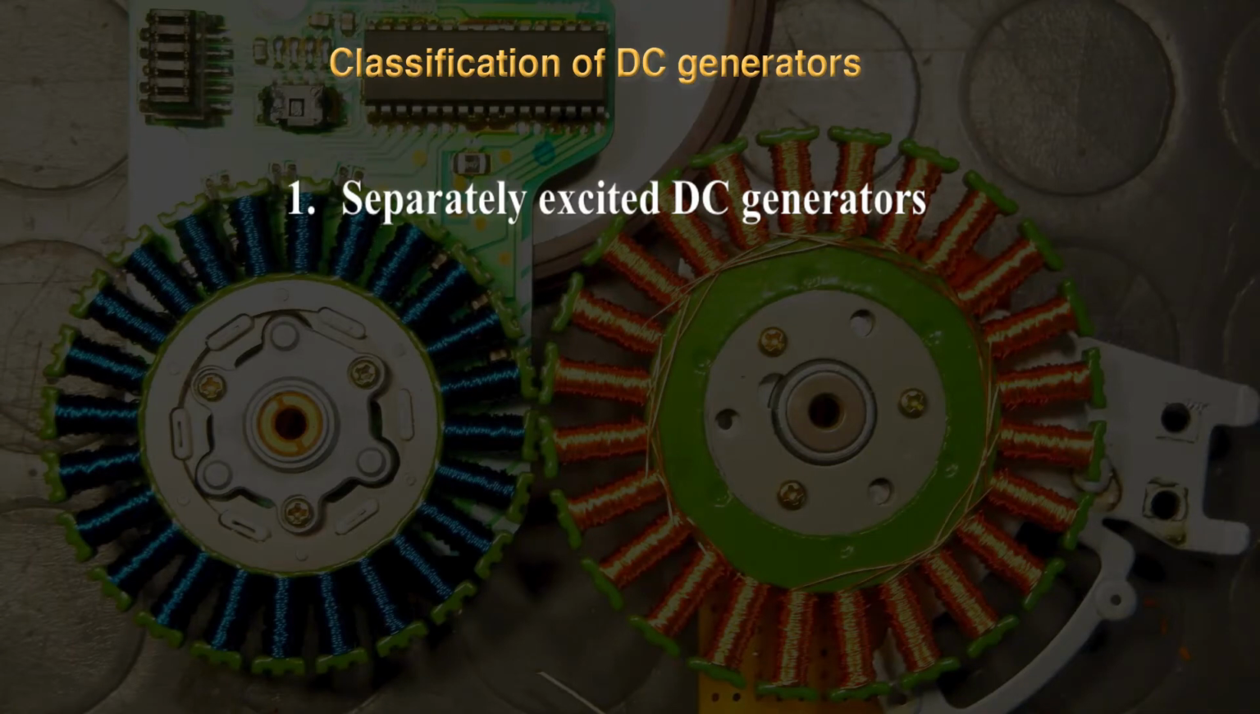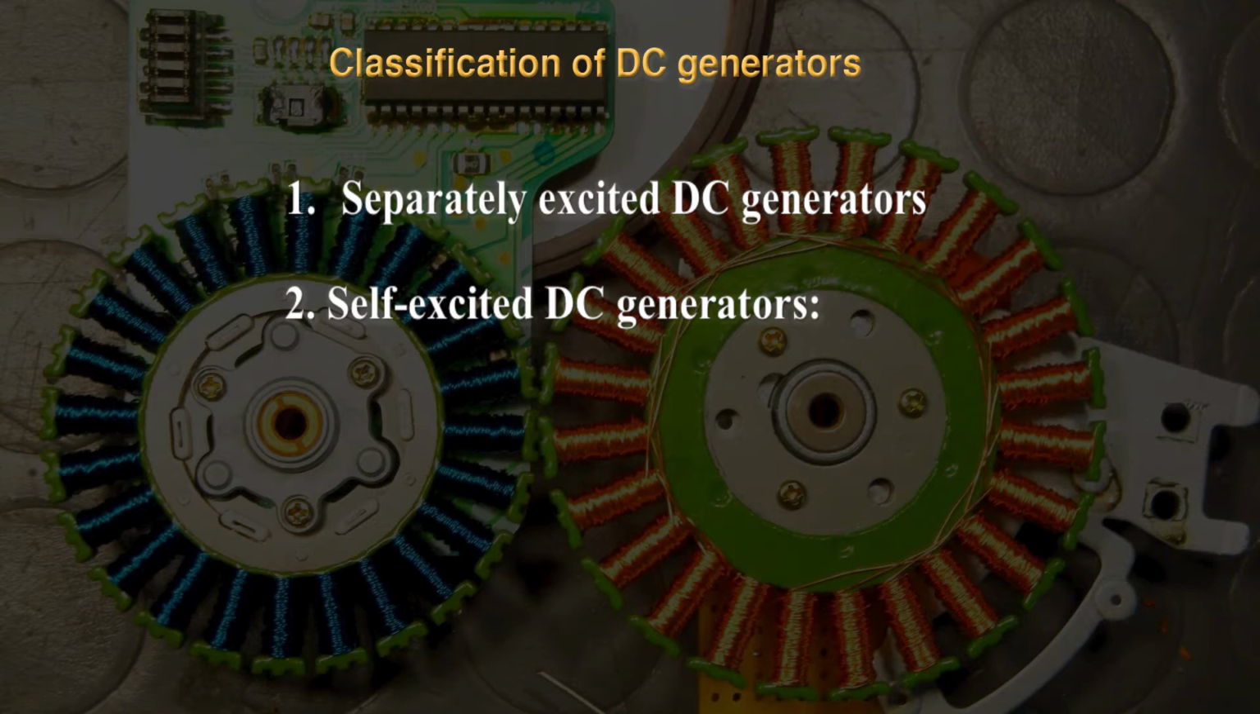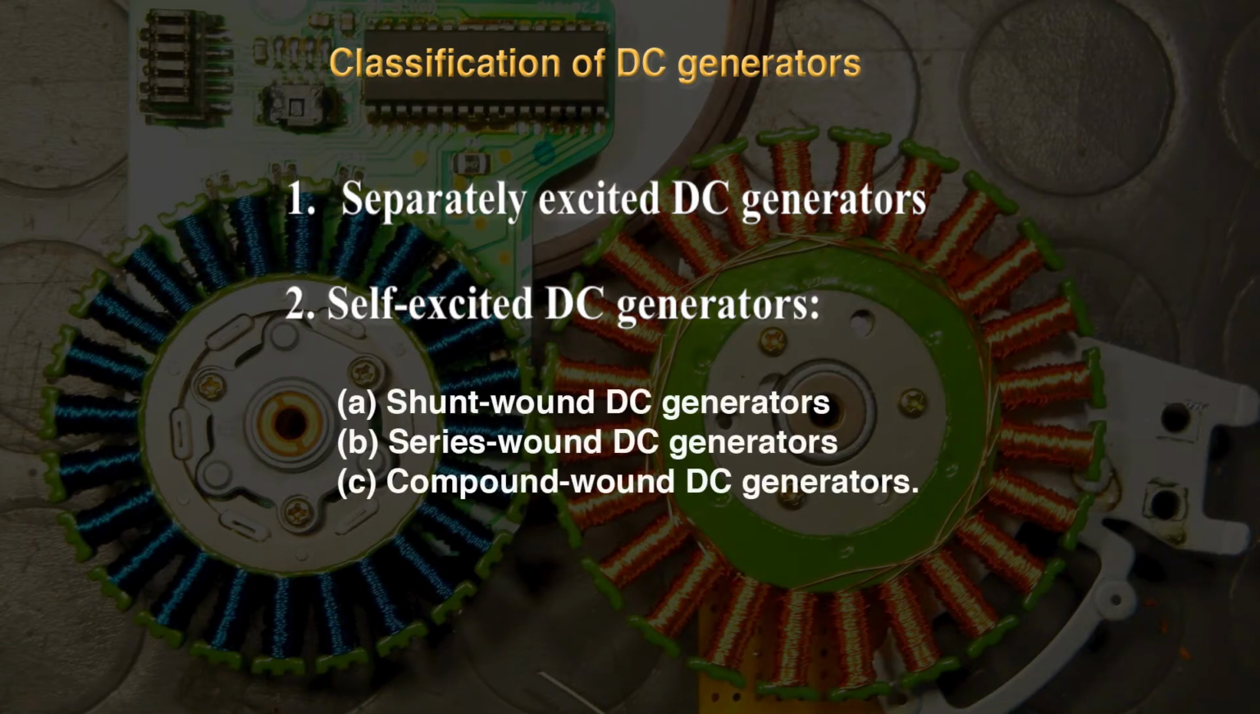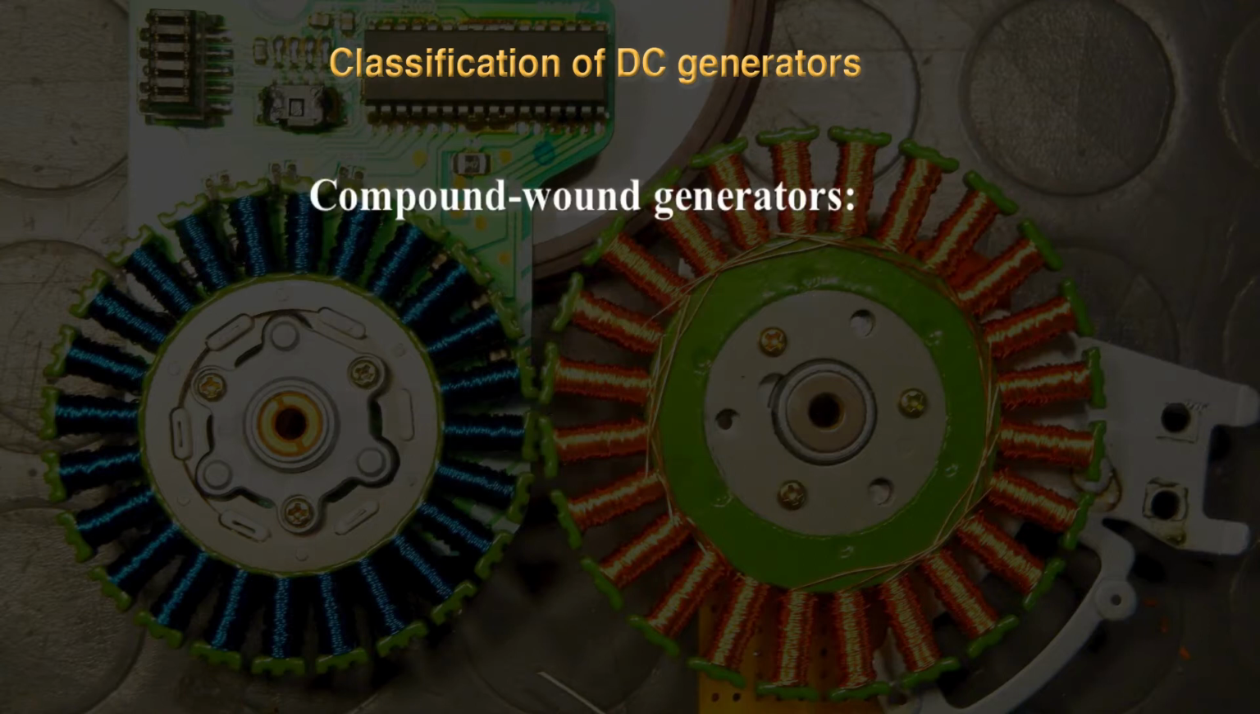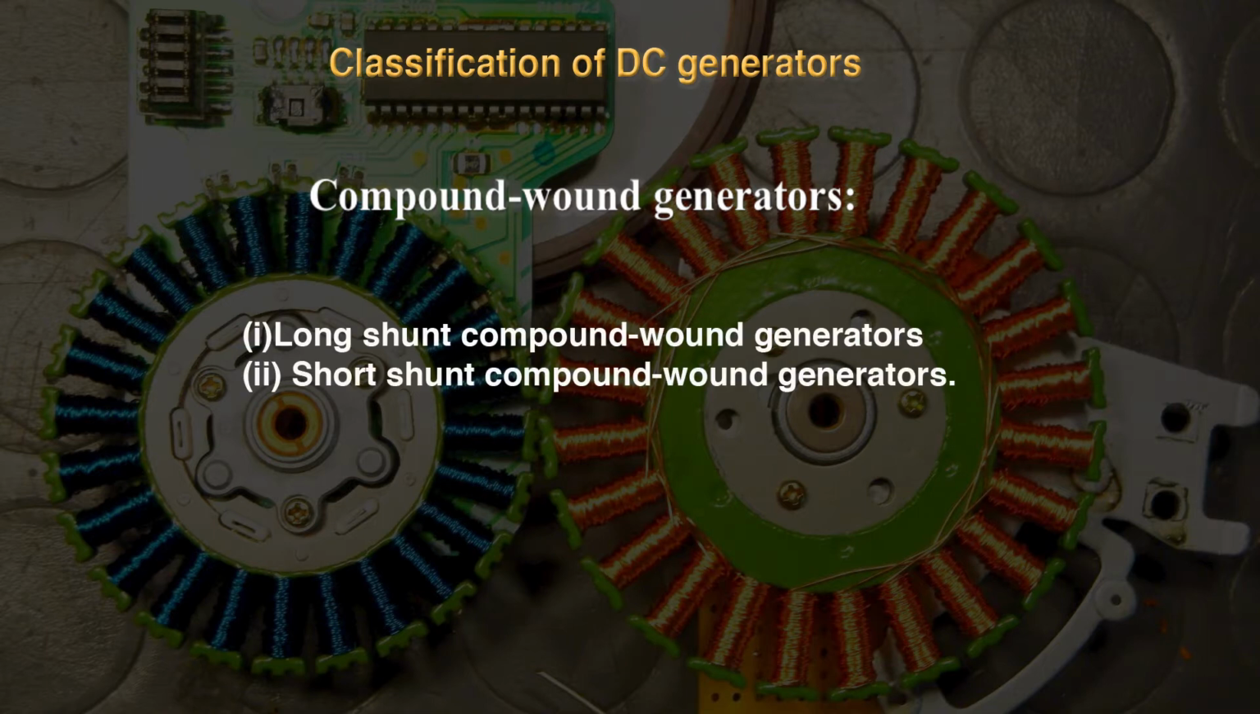As you know, DC generators are generally classified according to the methods of their field excitation. On the basis of this criteria, they can be classified as, first, separately excited DC generator, then self-excited DC generator, which again can be classified like: first one is shunt wound DC generator, second is series wound DC generator, and third one is compound wound DC generator. Furthermore, compound wound generators can be classified as long shunt and short shunt.